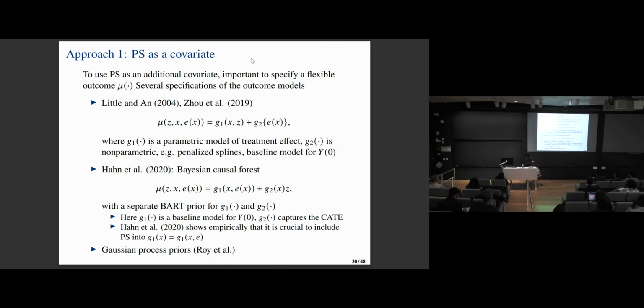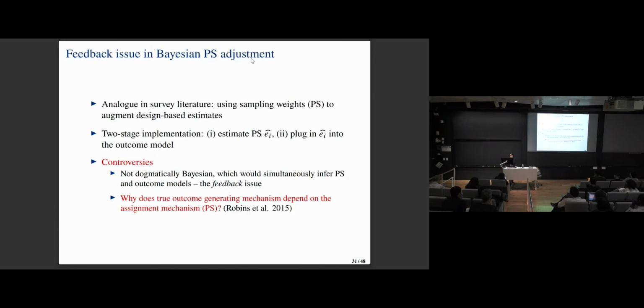And then there are other researchers, Roy et al., like Michael Daniels, who like to use Gaussian process priors in those, but the parameterization is still the same. Whether this is frequentist or Bayesian, no matter what, the key idea is you need to put the propensity score into this outcome model somewhere. If you don't do that, practically, you will run into very poor performance.